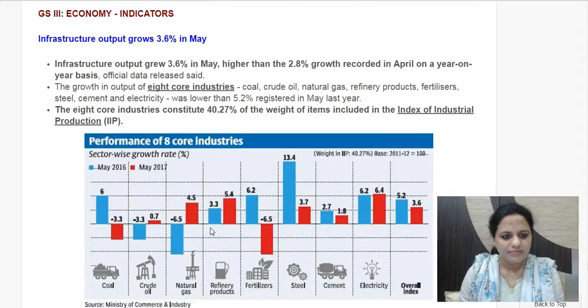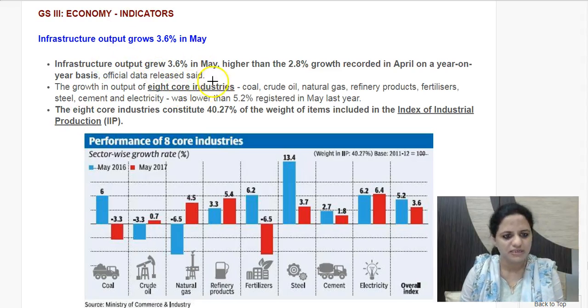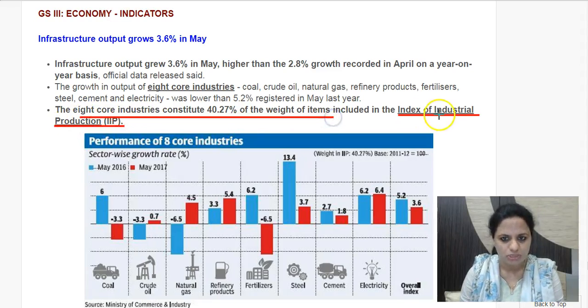Then the next news item is: infrastructure output grows 3.6% in May. This is again monthly data which we get. We have been seeing this every month. Here infrastructure output has grown 3.6% for the month of May. This is information from the Index of Industrial Production, IIP. In this IIP, you should know there are 8 core industries, which constitute 40.27% of the weight of items. This was also revised presently, so this is the latest data.